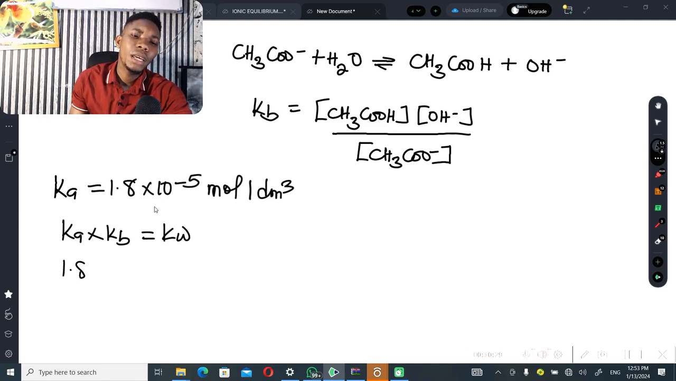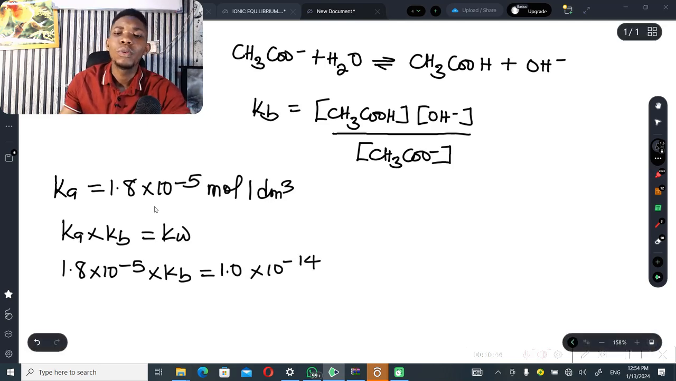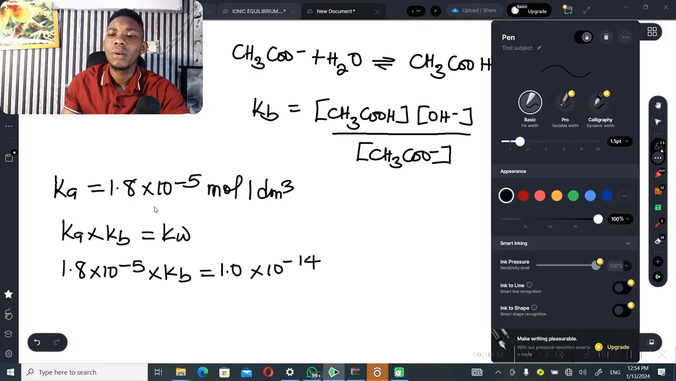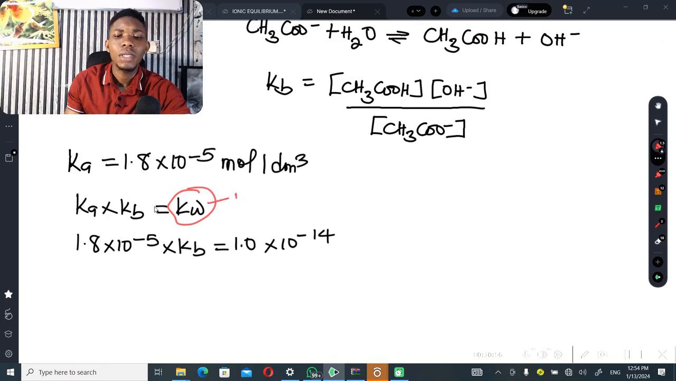What is the value of Ka? 1.8 times 10 raised to the power of minus 5 times Kb. Kw is 1.0 times 10 raised to the power of minus 14. Kw is a constant. Every one of us knows the value of Kw. Kw is a constant and the value is 1.0 times 10 raised to the power of minus 14.